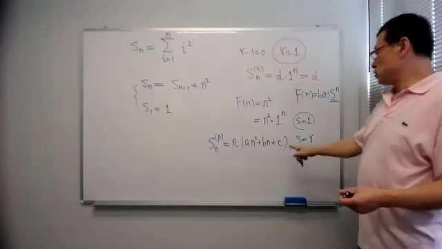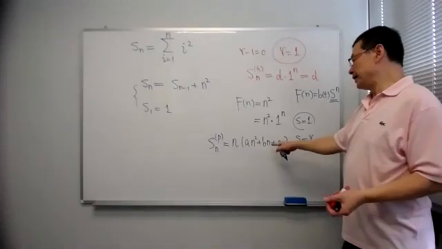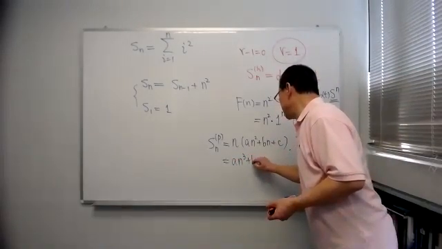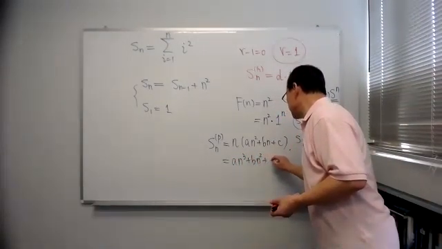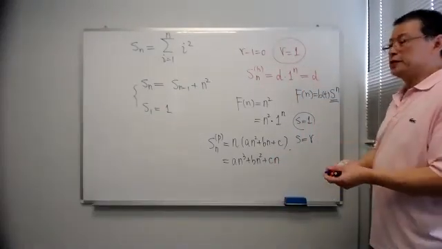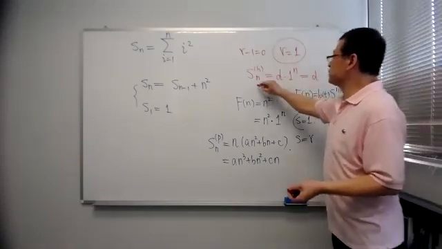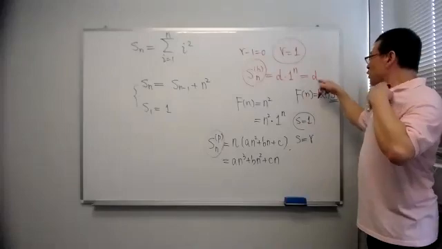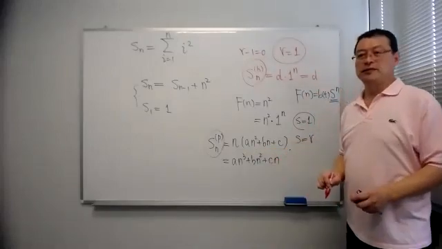The particular solution will be of this form: a n cubed plus b n squared plus c n. So now we know the solution will look like this one plus this one. So we have 4 constants to determine.